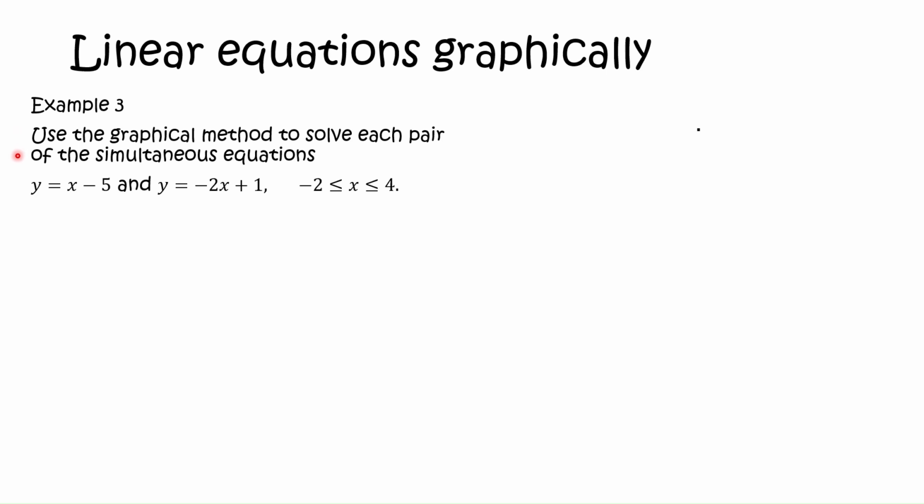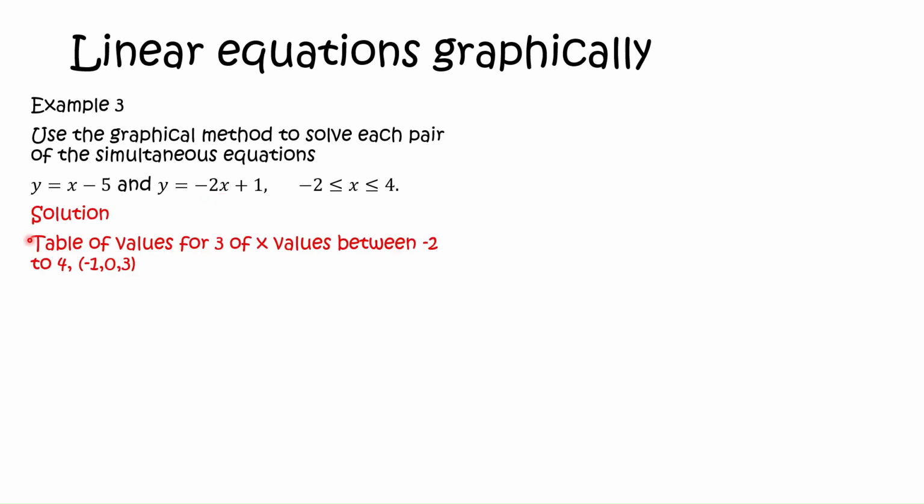So y is equal to x minus 5 and y is equal to minus 2x plus 1, and we are given this to be. So of course, the first step, we will need the table of values. We list 3 values, because that is the range of x that we are given. Now we are going to select 3 values. One of them is minus 1, 0, and the last one, 3.